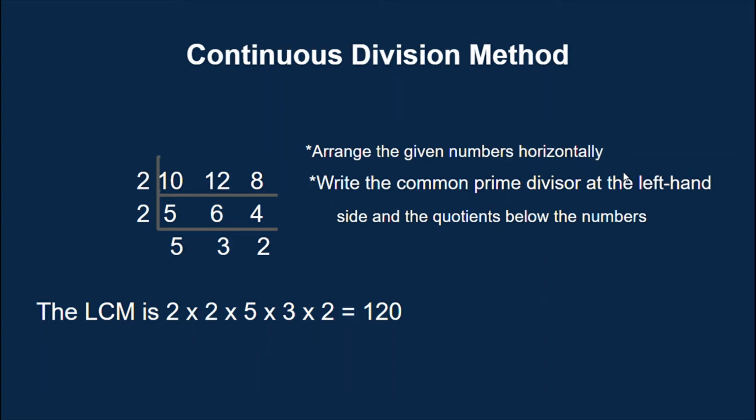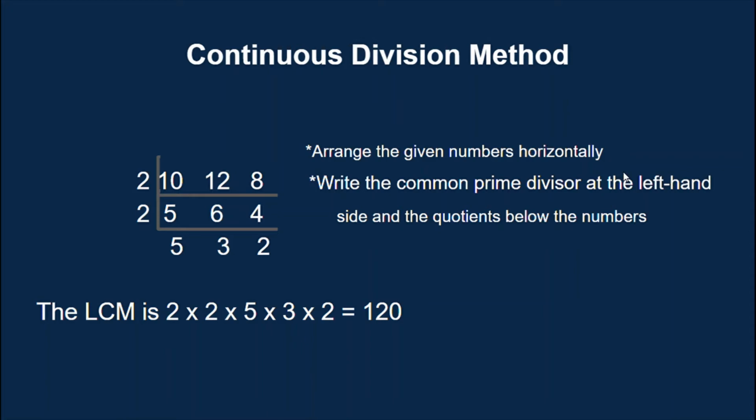6 and 4 can still be divided by 2, so we're going to divide them by 2. 6 divided by 2 is 3, and 4 divided by 2 is 2. So we have the quotient of 5, 3, and 2. 5, 3, and 2 are all prime numbers, so we cannot divide them. So I guess we can now multiply to find the LCM.